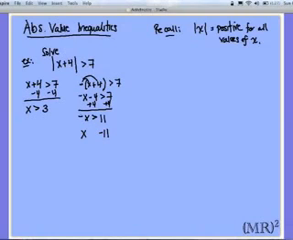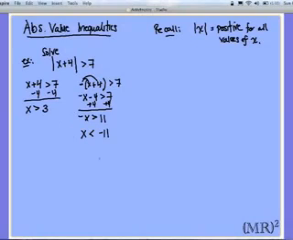But if you recall with your inequalities, whenever you divide or multiply your variable by a negative number, you switch the direction of your inequality symbol. So whereas this used to read greater than, now it'll read less than.